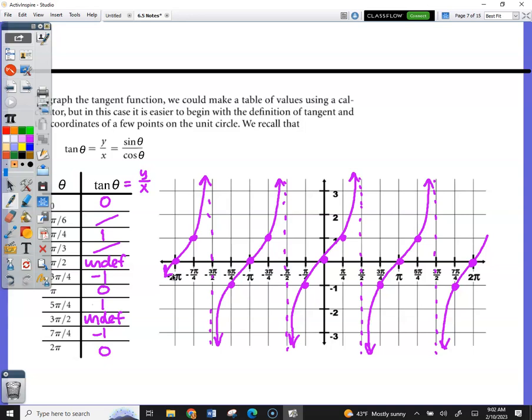I want to make 3 notes about tangent, the pattern, okay? The three notes refer to where is tangent undefined? Where is tangent always 0? Where is tangent always like 1 or negative 1? So wherever you have space, let's make a note. Where is tan undefined?